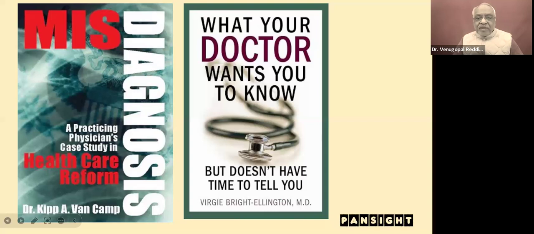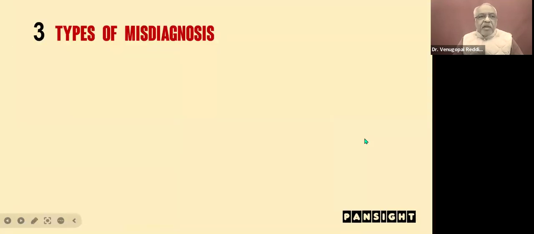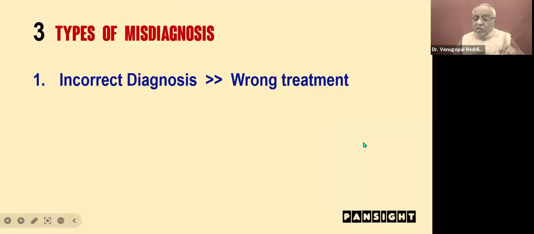Three types of misdiagnosis. One, incorrect diagnosis, wrong treatment. That is what would have happened in 1977. Breast cancer, wrong diagnosis. Then she would have undergone the total removal of the breast. Incorrect diagnosis, then incorrect treatment.